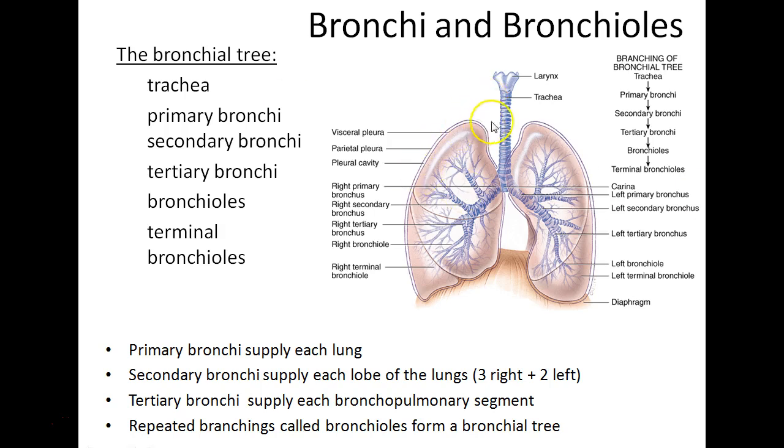So again, we can start here at the trachea. The trachea bifurcates into right and left main bronchi, and then each main bronchus is going to branch into lobar bronchi. The left lung has 2 lobar bronchi, and the right lung has 3 lobar bronchi. Then these lobar bronchi further subdivide into segmental bronchi, and the left lung has roughly 8 to 10 segmental bronchi. The right lung has roughly 10 segmental bronchi.